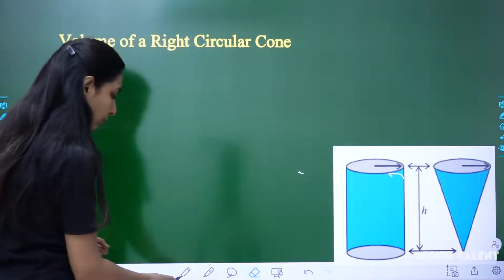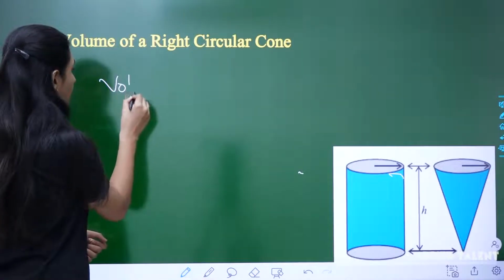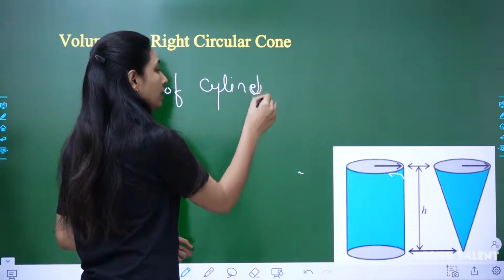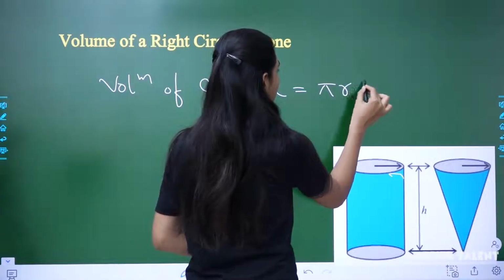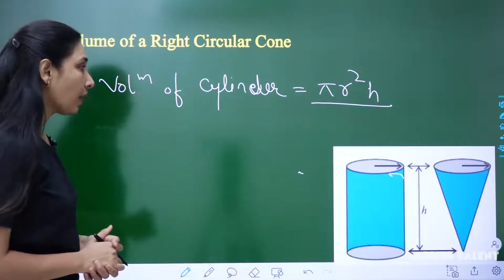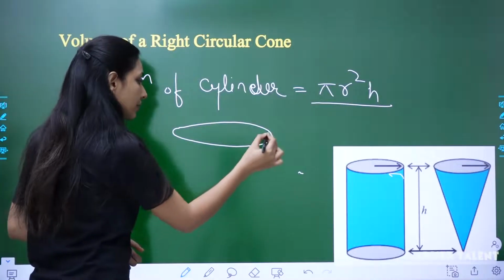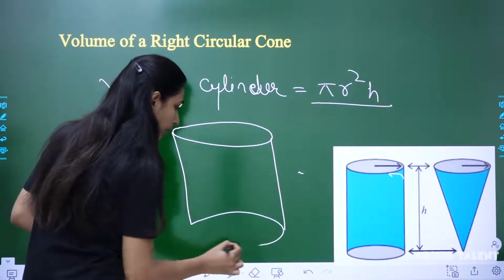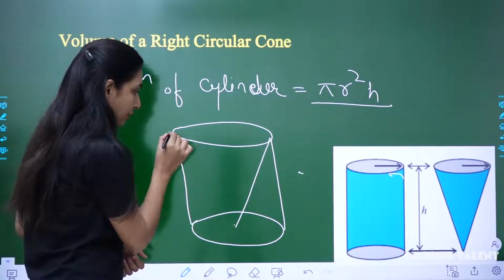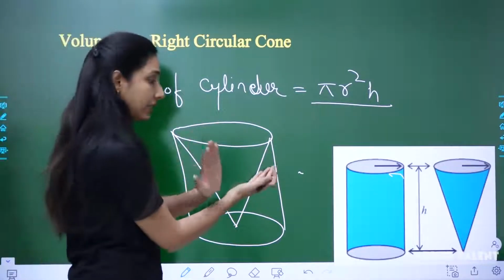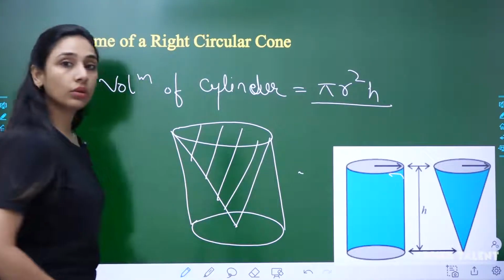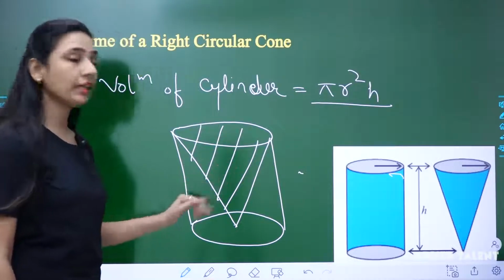Listen, we have talked about the volume of cylinder, and that was to be calculated as pi r square h. This was the very formula of volume of cylinder. Listen students, what happens if this is the complete cylinder? This is the center of it. If we cut this part, the complete round shape of it, so that will be the cone made by the same diameter and the height.